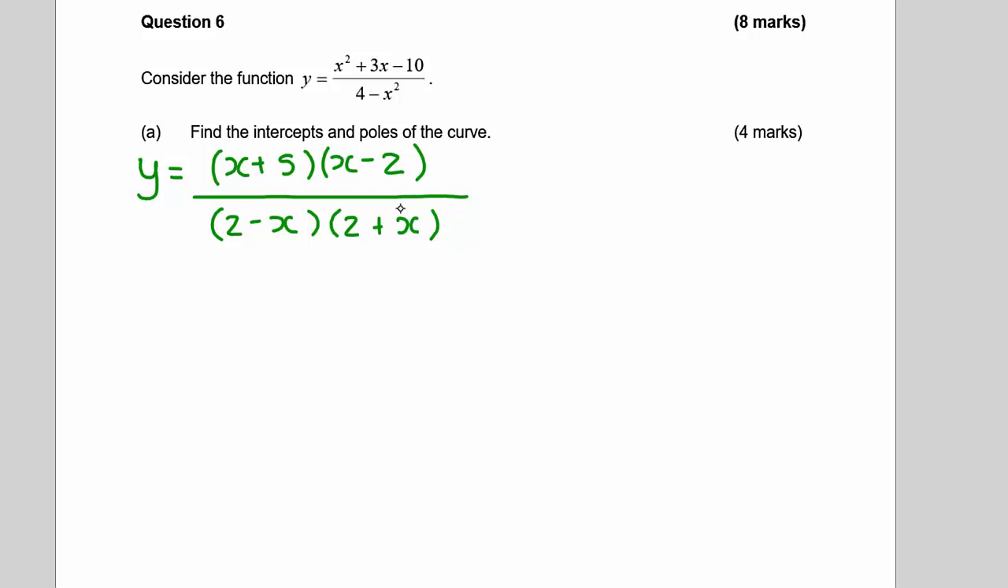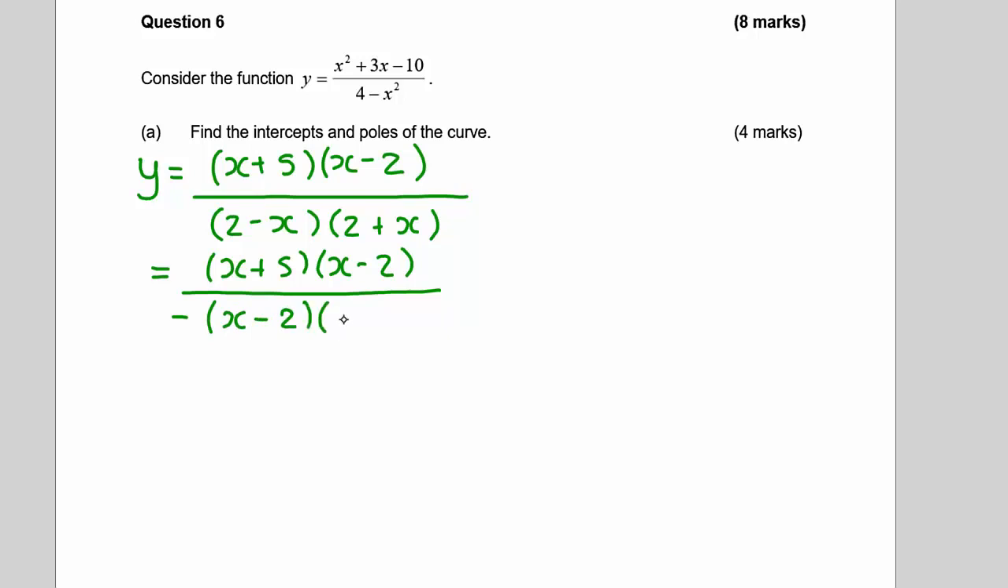Now looking at that, there's nothing that obviously cancels, but if I rewrite it as x plus 5, x take 2, and then I take out a negative on here, I can say that that's x take 2, and then x plus 2. Remember, the negative would only affect one bracket before you'd multiply the other one.